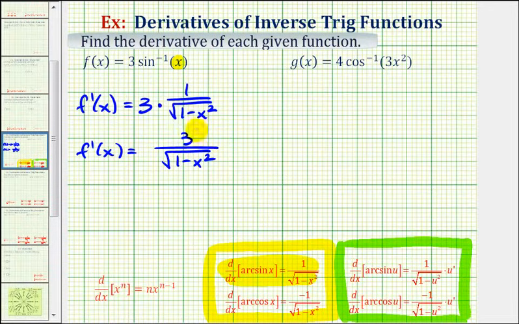Now again, I do want to emphasize that even if we did try to apply the chain rule to find this derivative, the inner function u would be equal to x, and therefore u prime, the derivative of u with respect to x, would be 1, giving us the same derivative.